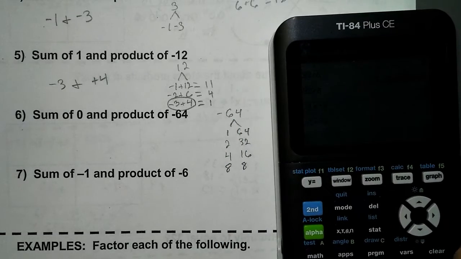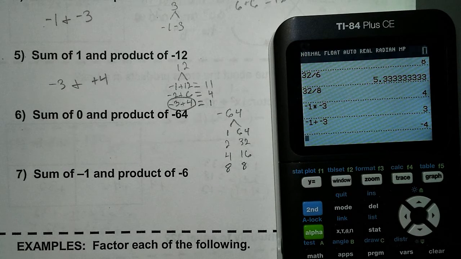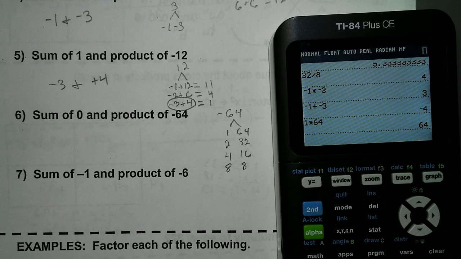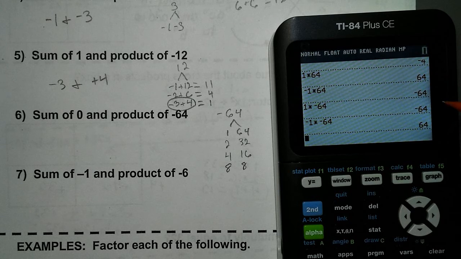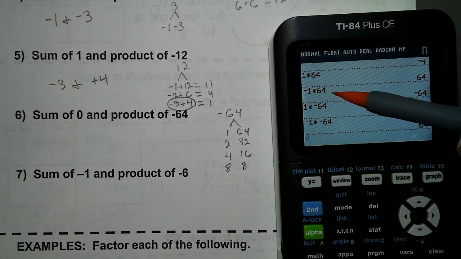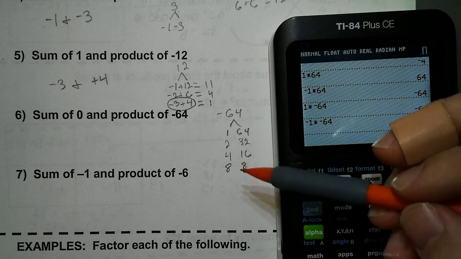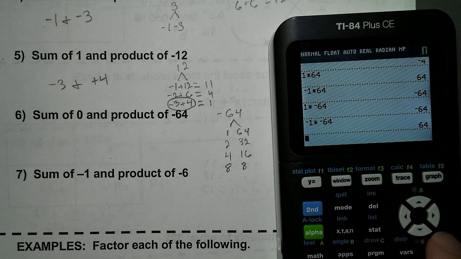Now, the product is negative 64, which means one of my values will be negative. Because whenever we multiply, if we have the same numbers, and I'll just take 1 and 64, 1 times 64 is 64. If I change it to negative 1 times 64, it'll be negative 64. If I change it to 1 times negative 64, it'll be negative 64. And if I do negative 1 times negative 64, it's positive. So these two that got us negative answers was because one of them was negative. So I need to have one of my factors as a negative.